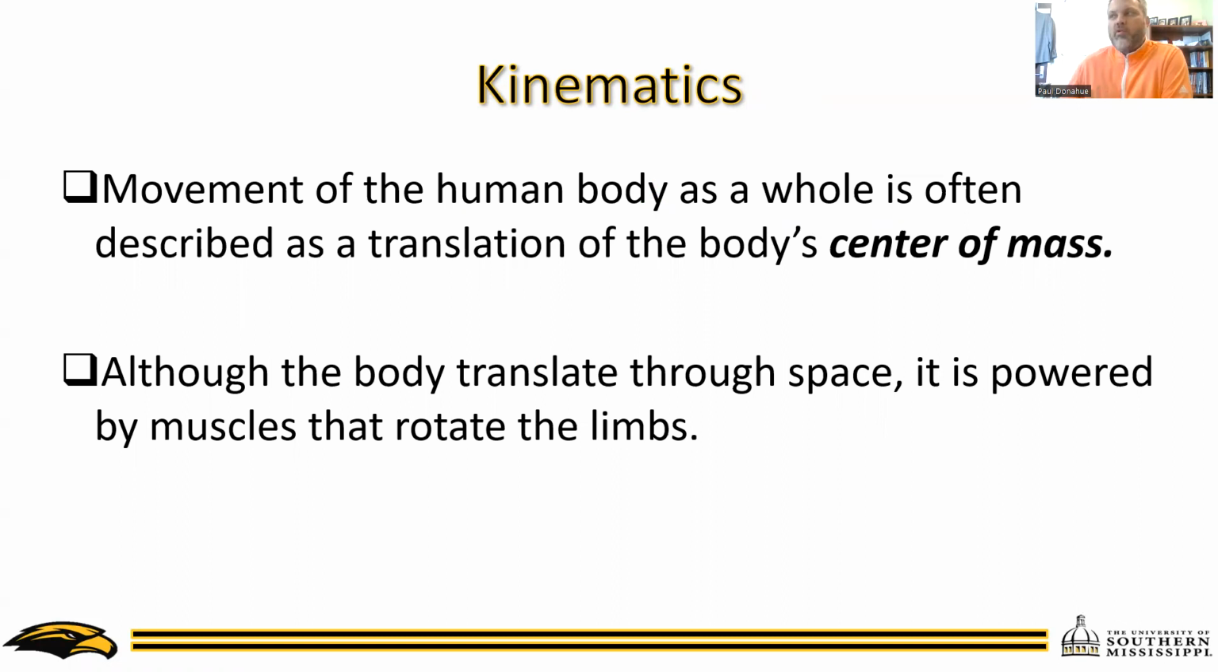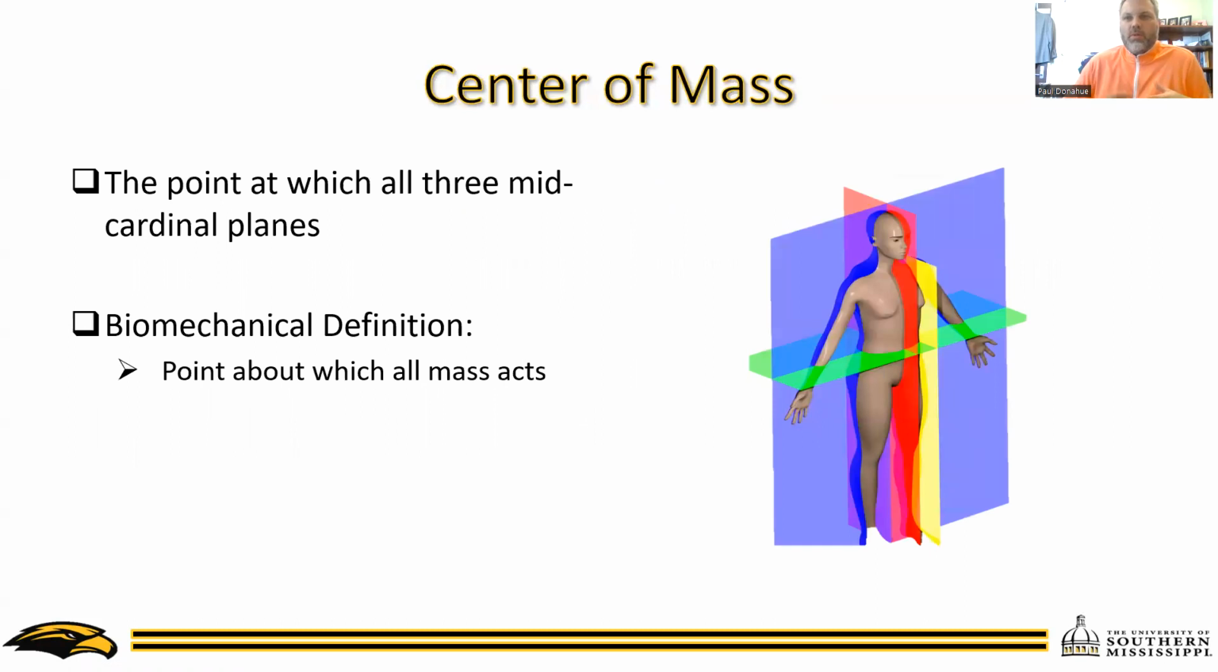And so we are moving through this translation, or we move through a rotation of limbs around a joint powered by muscles. And so when we talk about our center of mass, it is the point at which, if we were to divide our body up equally in our three planes of movement, everything is evenly distributed. Okay.